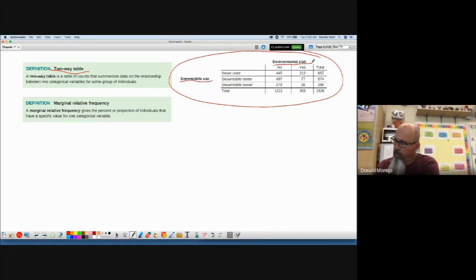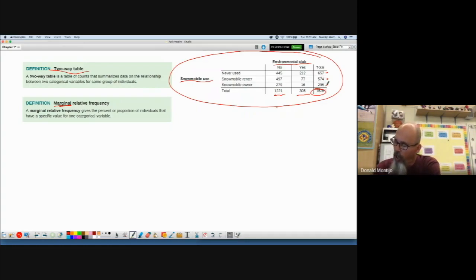Okay. This word marginal means the margins. So marginal would be everything in the totals. There are 1,221 who are not members of the environmental club. 305 people surveyed were members of the environmental club. 657 have never used a snowmobile. 574 have rented one, and 295 own one. Notice that the two row variables, 1221 and 305, add up to make 1526. And if you add these three, 657, 574, and 295, they add up to make 1526.